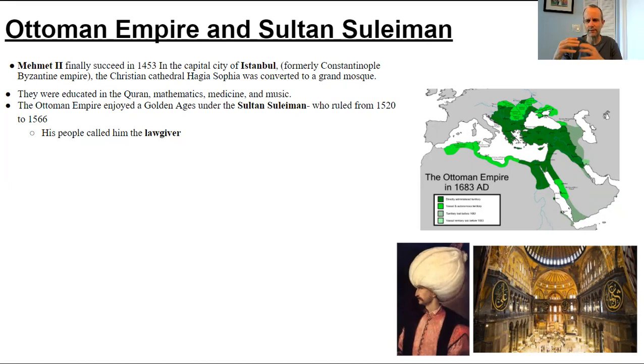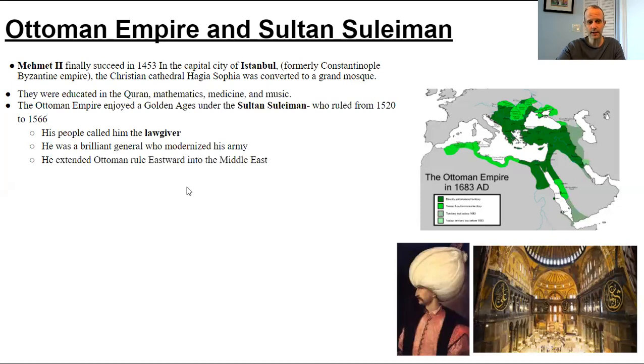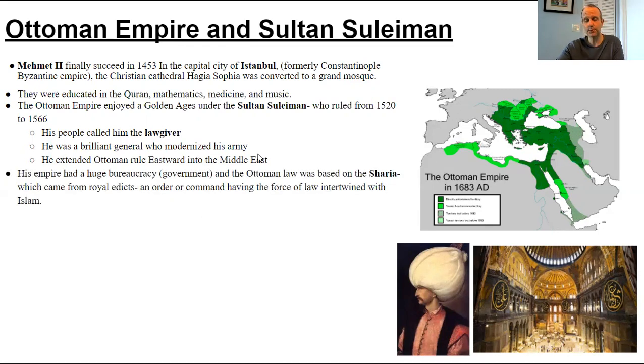So they had that kind of openness to them, and they had very vast differences of cultures that they were basically ruling over. So he's called Suleiman the Magnificent. He's a brilliant general. He modernized the army. He extended Ottoman rule eastward into the Middle East, so he expands it further from where it started with the Byzantine Empire. His empire was a huge bureaucracy, or another way you want to think of it for AP World would be a government.